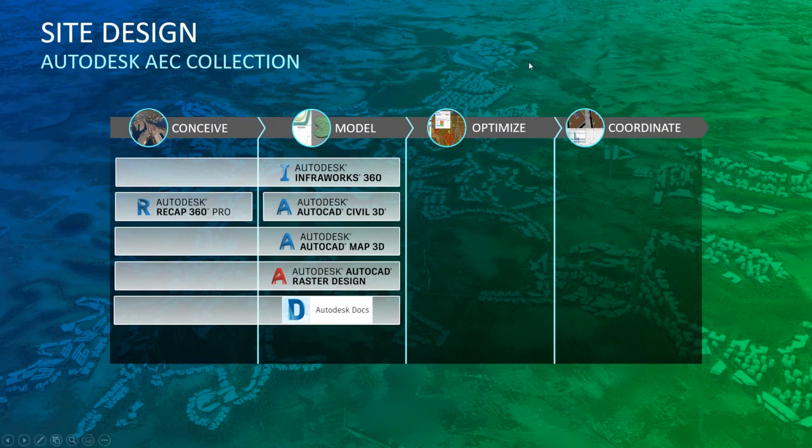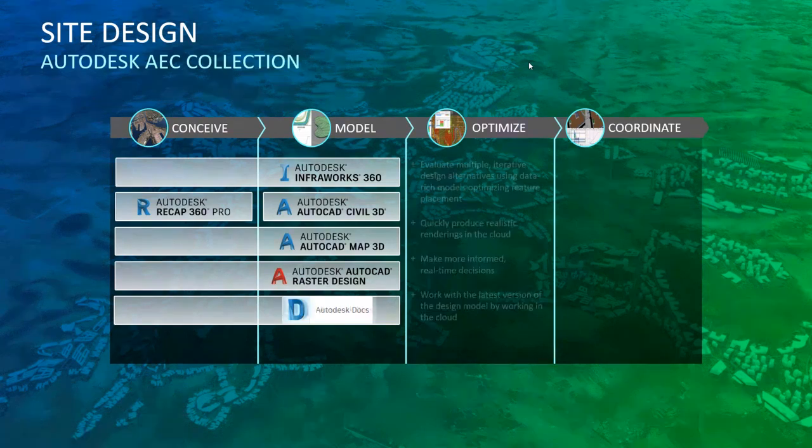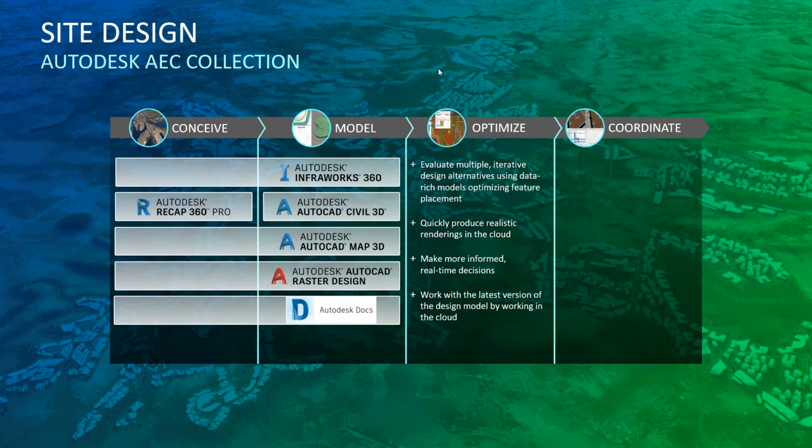So as the project progresses, we start to get to the optimization phase. All right, so we're getting towards final design. The final requirements are being met. Maybe change orders are coming in. All right, so there's iterative design processes going on as we're deep into the project. And so the tools in the AEC collection help with this.